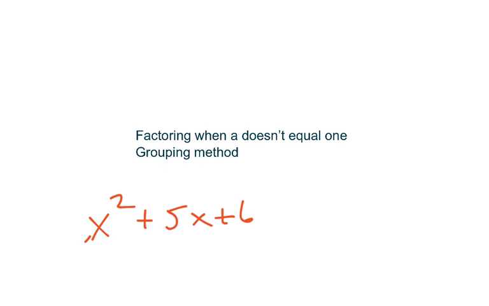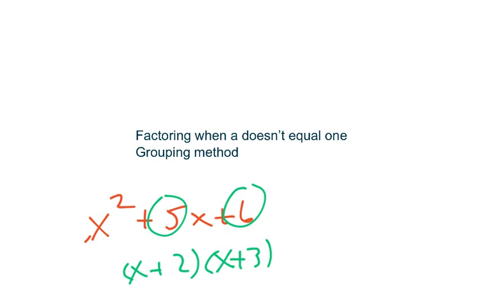It's just implied. Then you're looking at two numbers that multiply to be 6, add to be 5. So it's x plus 2, x plus 3. That's when a does equal 1, right? Well, what if it doesn't equal 1?